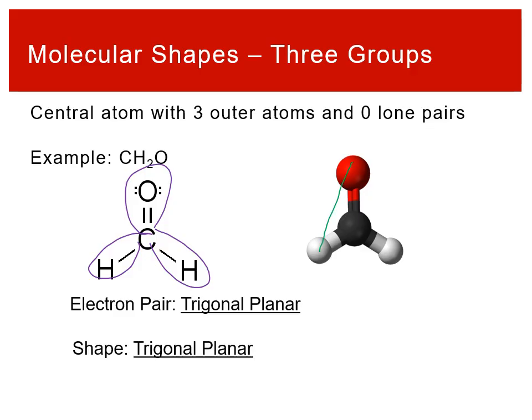The triangle of the outer atoms, right? Shape is all about atoms. We can see those outer atoms form a triangle. It's all flat, which is where the planar comes from. So any molecule where the central atom is bonded to 3 outer atoms and there are 0 lone pairs is called trigonal planar. Again, that lack of lone pairs on the central atom means that the name of the shape is the same as the name of the electron pair geometry.